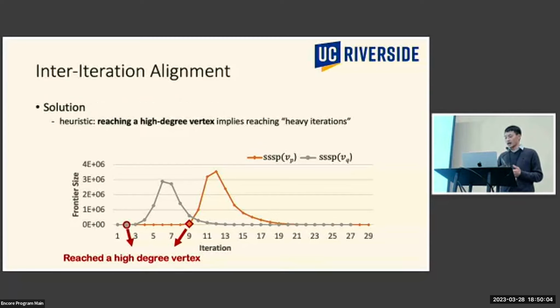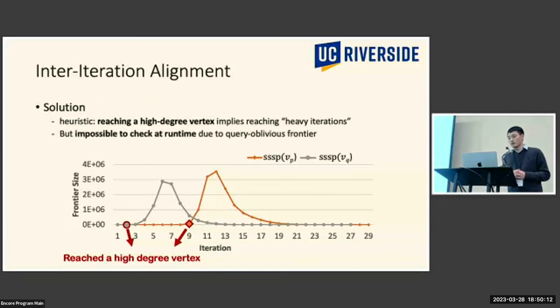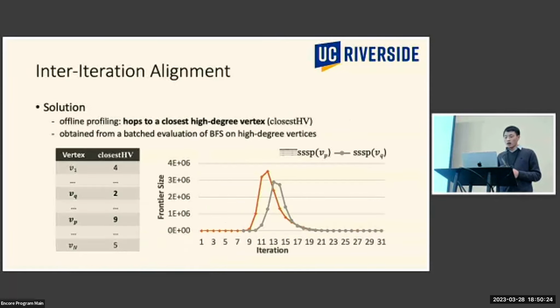However, we cannot check this at runtime if we use the query oblivious frontier, because in this case, we cannot tell which query activated the vertex. To address this problem, we propose an offline approach. That is, we profile the least hops from each vertex to the closest high-degree vertex. And this can be done easily with a BFS query from the high-degree vertices.